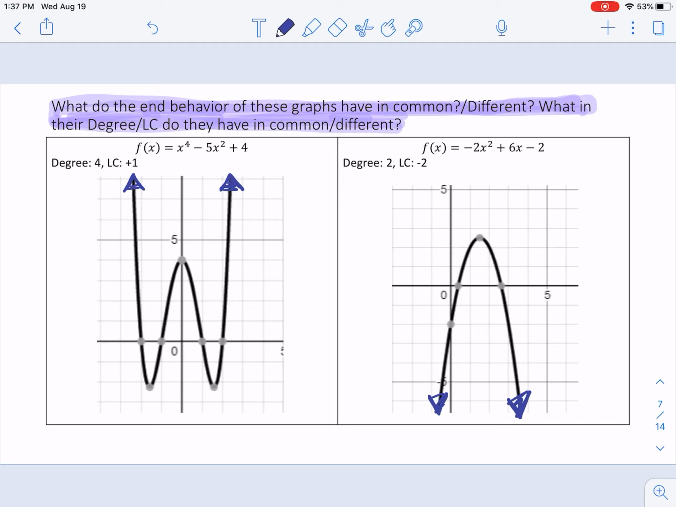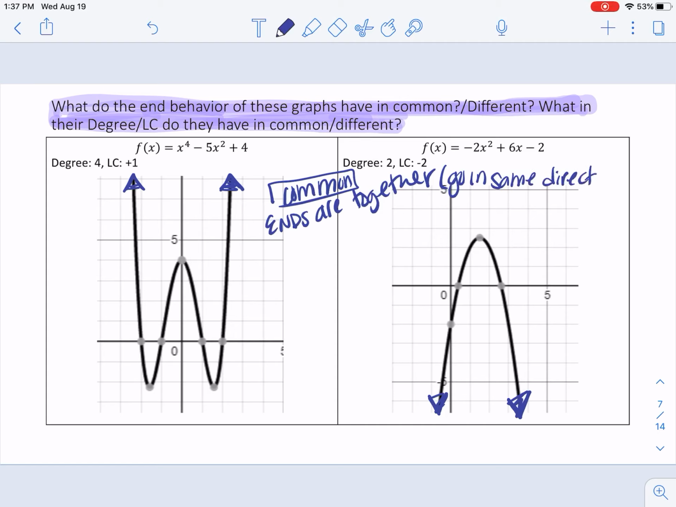So as I just drew the arrows in, you may be able to see that the first thing you should notice that they have in common is that their ends are together. What I mean by that is they go in the same direction. These two went up, these two went down, but the ends went the same for each of them. The reason why comes with something else they have in common, which comes from their degree. We have 4 and 2, and those are both even numbers.